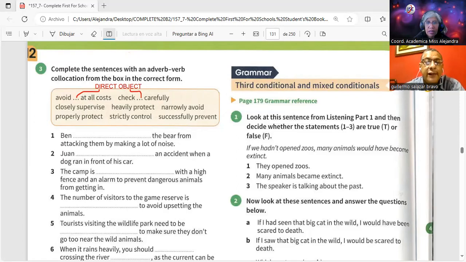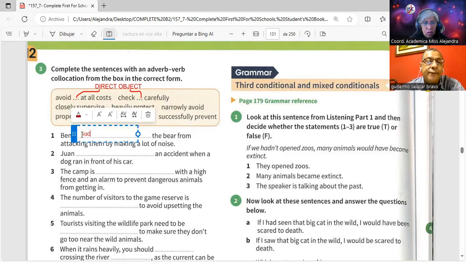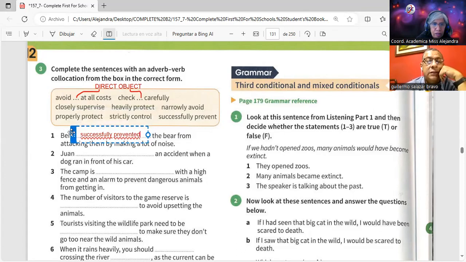Ah, the picture. Okay, so check number one and tell me. For number one, I think it is successfully prevent the bird from attacking them by making a lot of noise. In this case, past tense: Ben successfully prevented the bird from attacking them by making a lot of noise. Prevented.